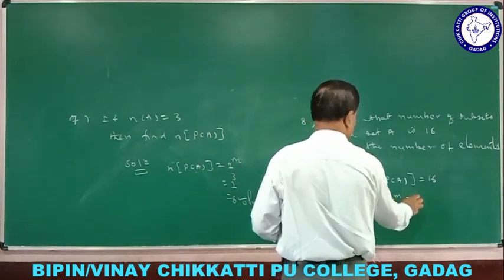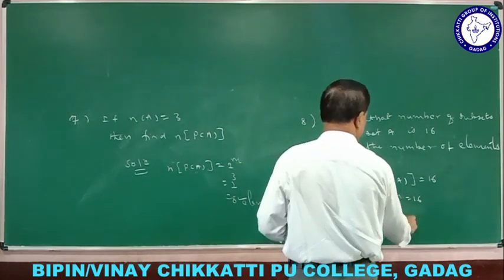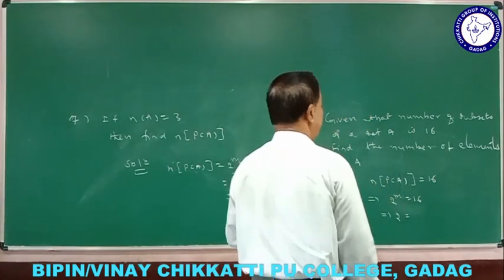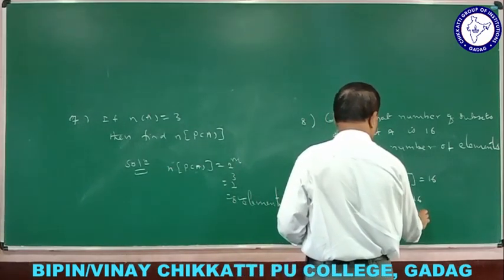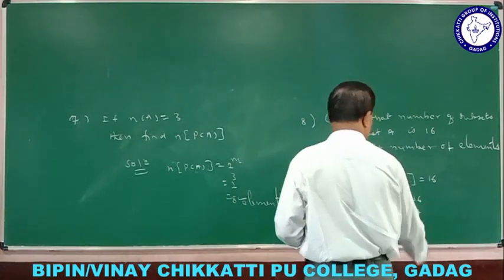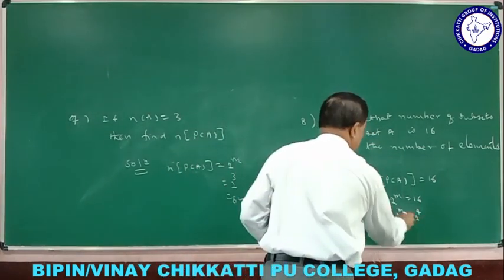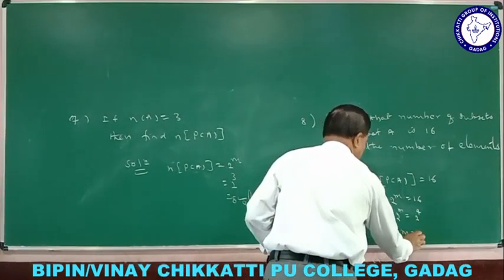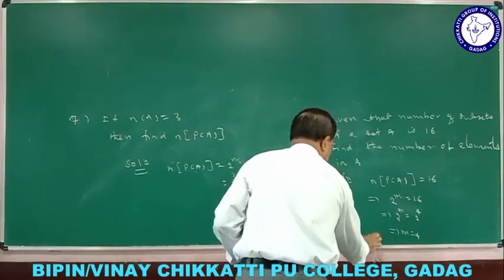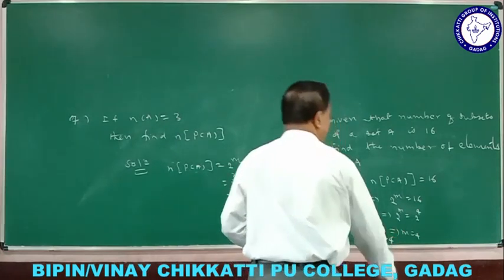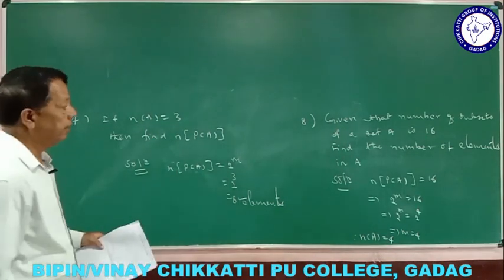2 raised to m is equal to 16, where m is the number of elements. We have to find m, the number of elements in A. 2 raised to m is equal to 2 raised to 4, which is 16. The base is the same, so the powers must be equal, so m is equal to 4. Therefore, the number of elements in A is equal to 4. Yes, this is the way we find the number of elements in the set.